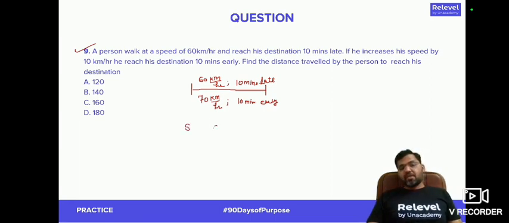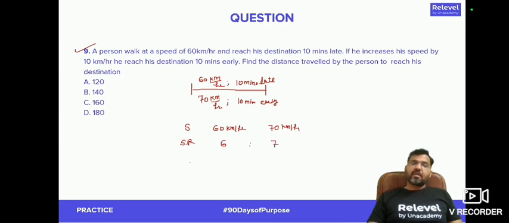The speed is given to me. First, the speed is 60 km per hour, and then this person is changing the speed to 70 km per hour. The distance traveled, as you can see, is constant. If I say speed ratio, you can see that it's 6:7. So can I say the time ratio will be 7:6? That means if this person is taking 7 minutes at 60 km per hour, then the time taken at 70 would be 6 minutes. So there is a gap of 1 minute.